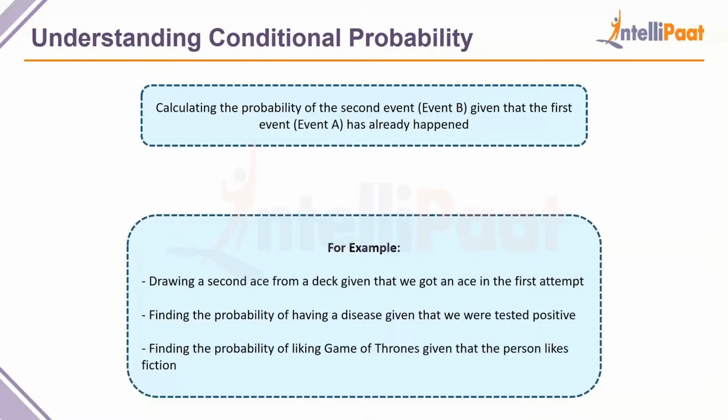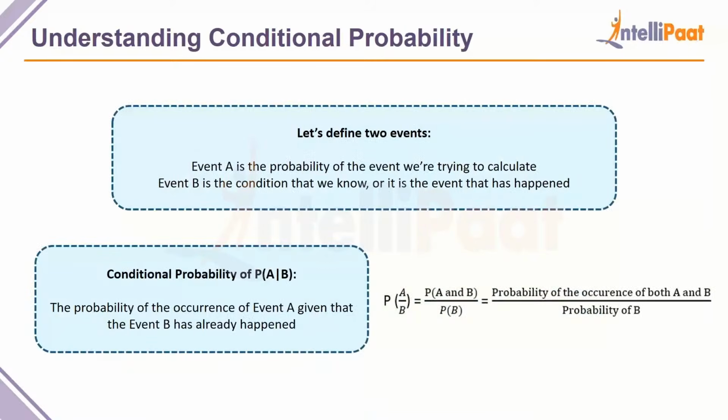So these are some of the examples. Of course, we can come up with many more, but these are enough to get us started. So let us define the two events. Event A is the probability of getting the event that we're trying to calculate.